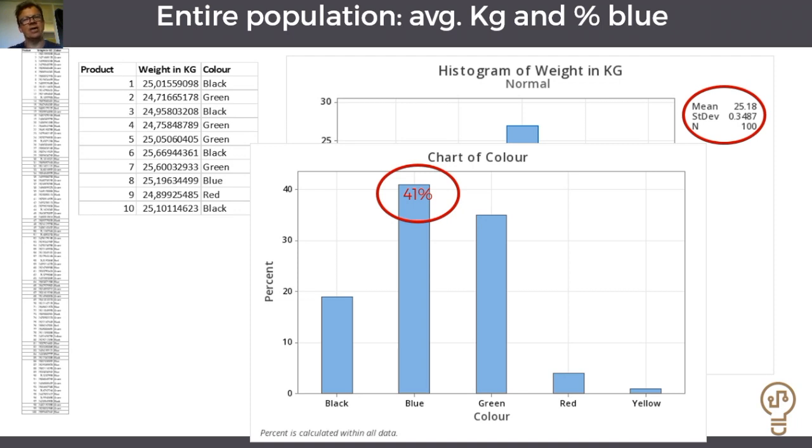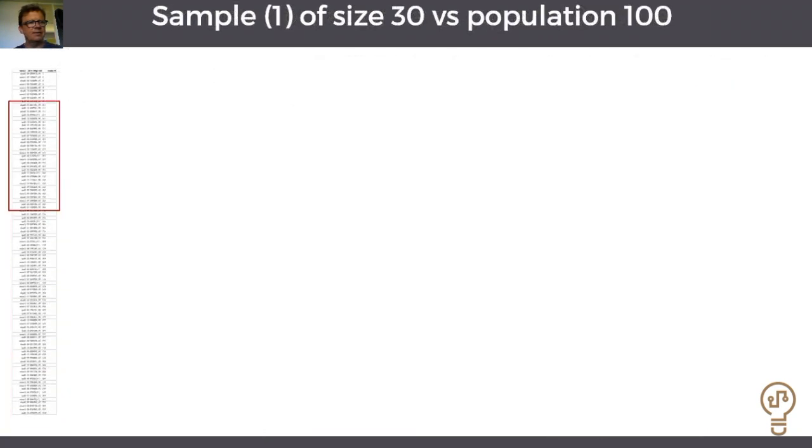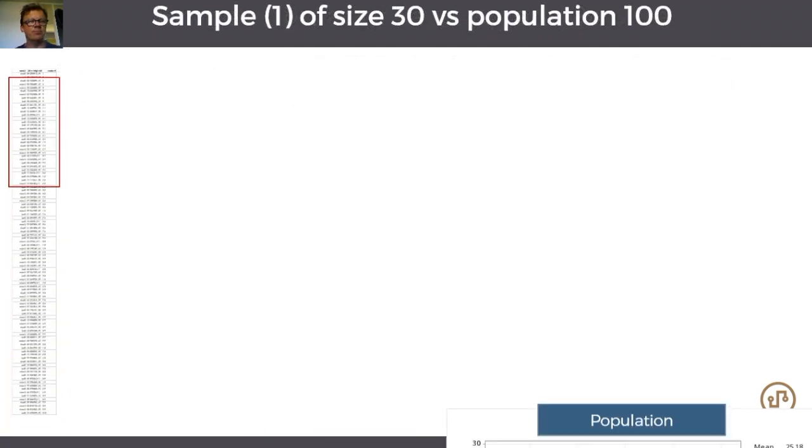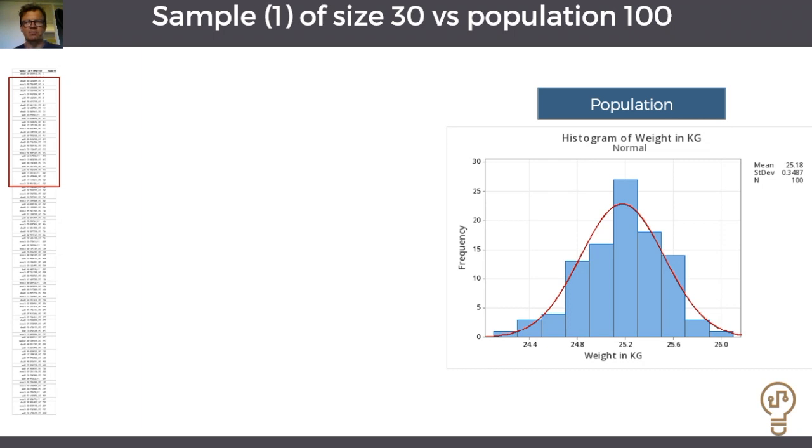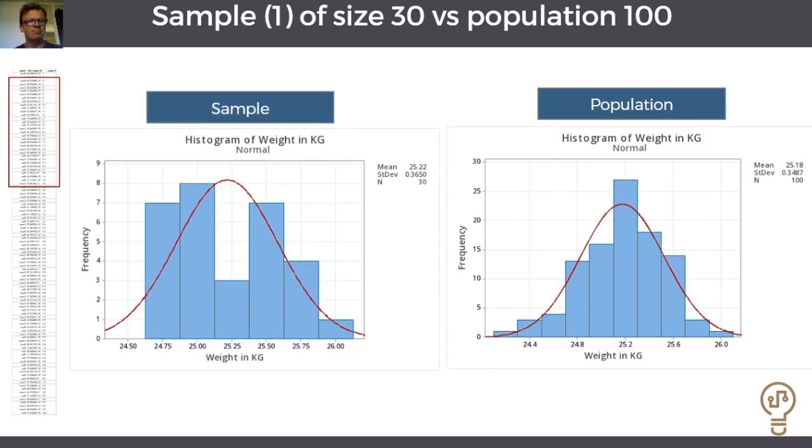But in most cases, you don't know the exact values of the population. You don't want to measure the entire population, so you take a sample. And you take a sample of the first 10 products. And the population mean is 25.18, but your sample shows an average weight of 25.22 kilograms. And that's what you should expect when taking a sample. Most of the time you won't be hitting the exact true value. Most of the time it's not necessary.